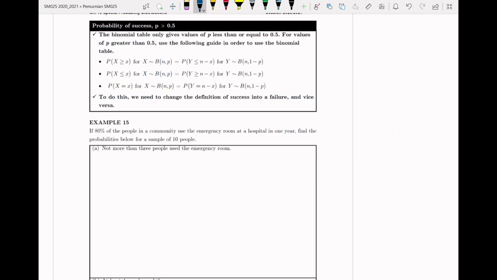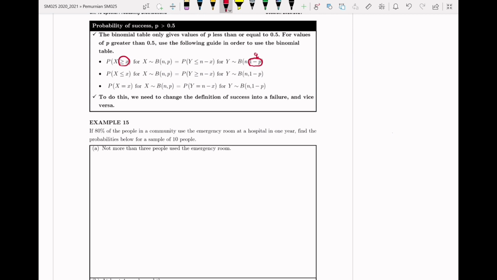Probability of success p greater than 0.5. The binomial table only gives values of p less than or equal to 0.5. For values of p greater than 0.5, we have to use the following guide in order to use the binomial table. If we have P(X ≥ x) for X binomially distributed with n and p, we need to change it to Y.